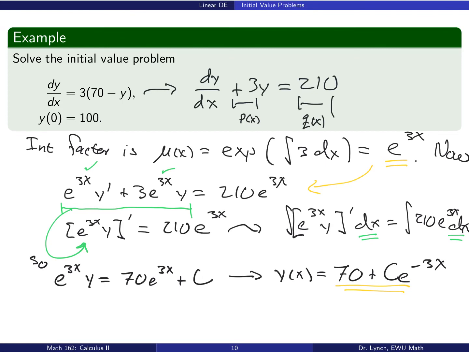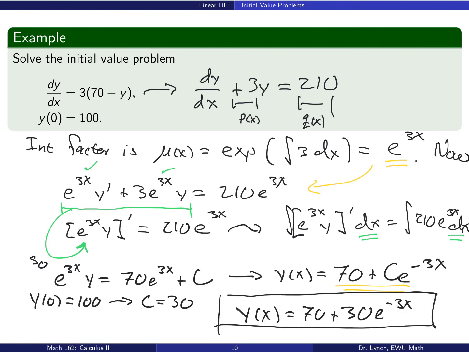You might recognize this solution from our video on separable differential equations, and it's quick to see that if x equals 0, c has to be 70, and that gives us the solution to the initial value problem. So here's that computation. If y of 0 is 100, c is 30, which gives us the solution to the initial value problem. y of x is 70 plus 30 e to the minus 3x.